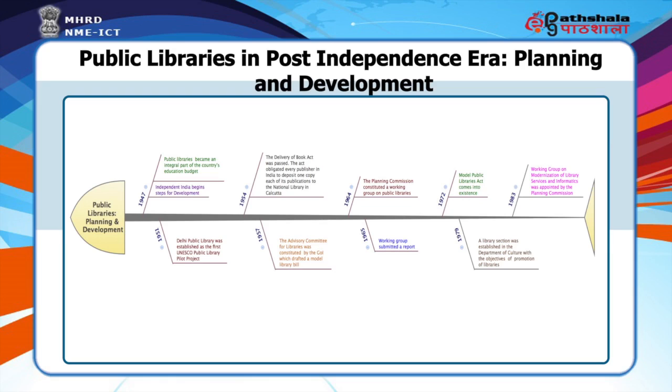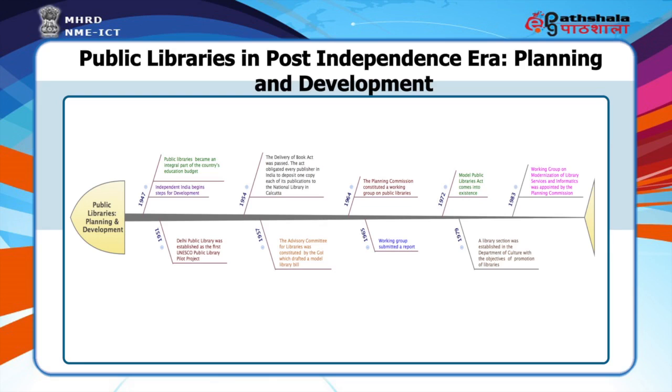Delhi Public Library was established in 1951 as the first UNESCO Public Library pilot project under the joint auspices of UNESCO and Government of India to adopt modern techniques to Indian conditions and to serve as a model public library for Asia. In 1954, the Delivery of Books Act was passed. The Act obligated every publisher in India to deposit one copy each of the publications to the National Library in Calcutta.